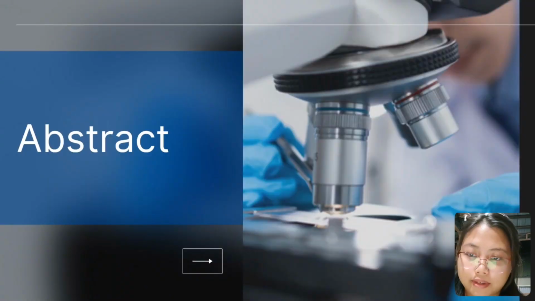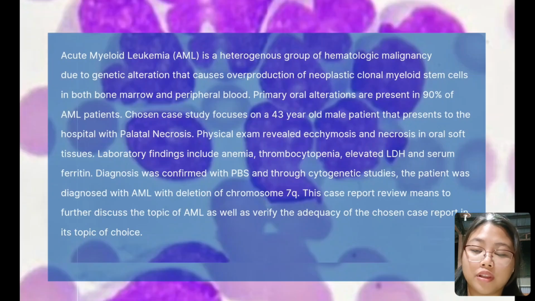Acute myeloid leukemia is a heterogeneous group of hematologic malignancy due to genetic alteration that causes overproduction of neoplastic clonal myeloid stem cells in both bone marrow and peripheral blood. Primary oral alterations are present in 90% of AML patients.